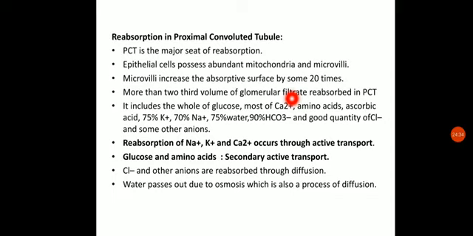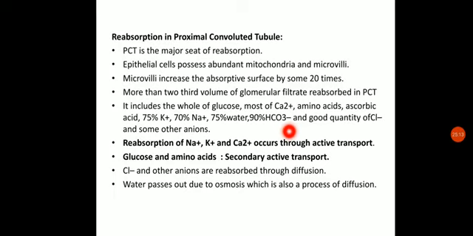It is believed that more than 2/3 of the volume of the glomerular filtrate, around 75% of the total filtrate, is reabsorbed in the PCT. Okay, it means that out of the total, 70% of sodium, the whole of the glucose, 75% of the total water, and 90% of the carbonate ions, all these substances are taken up by the PCT itself. Okay, so around 2/3 of the substances are reabsorbed in the PCT itself.